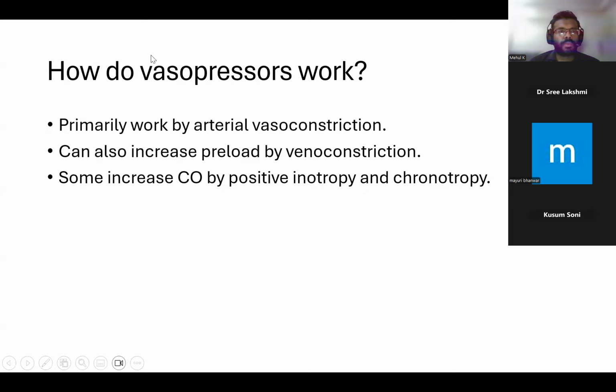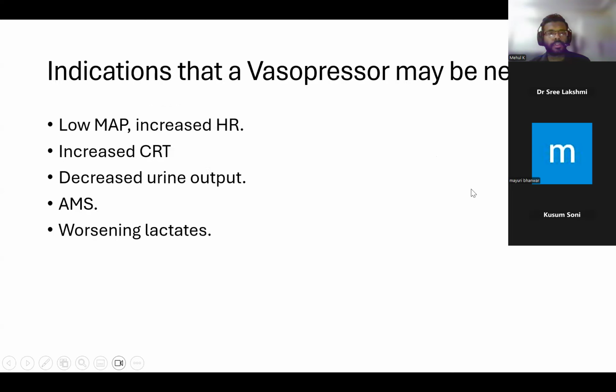Basically, most of these work by arterial vasoconstriction, and they can also increase preload by venoconstriction. And depending on the agent you use, you can have an increase in cardiac output by some increase in inotropy and chronotropy as well.